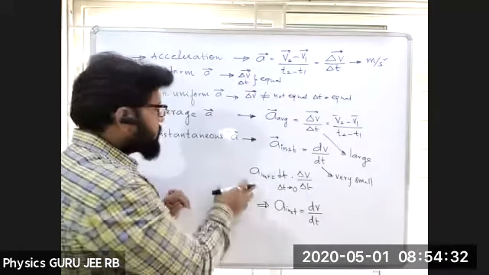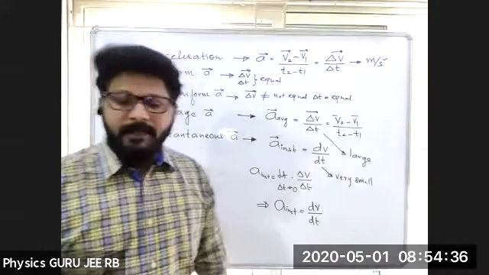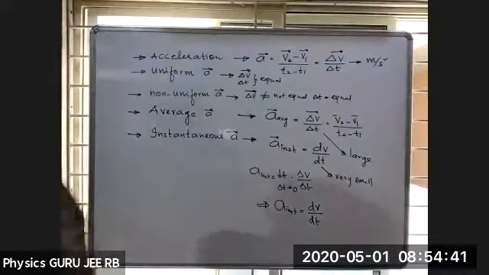Okay. So this is about instantaneous and average acceleration. Hope it is clear. If you have any doubts, let me know till this point. Right.